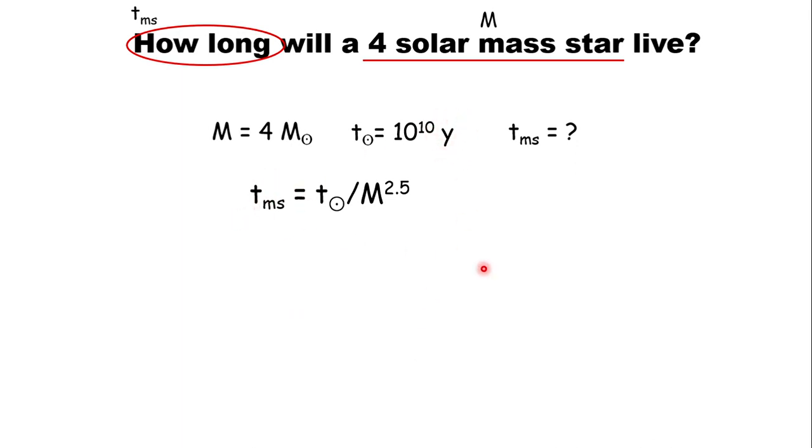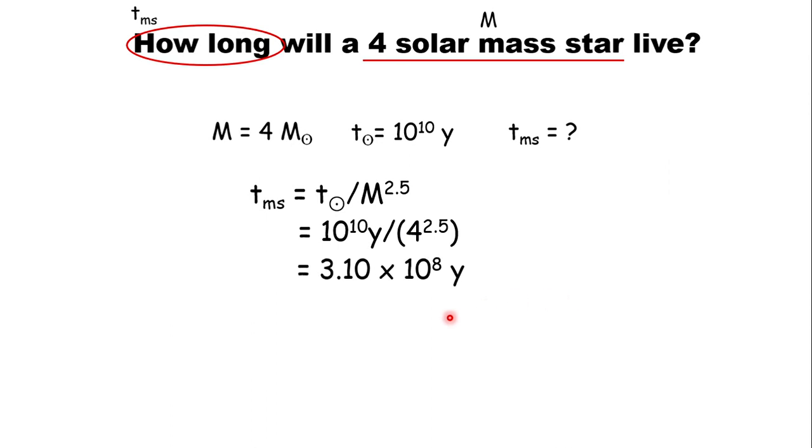Main sequence lifetimes are in years. I'm going to go ahead and do the substitutions. What's the main sequence lifetime of the sun? It's 10 to the 10 years, so that's going to go in there. What's the mass of the star? It's 4, so that's going to go in there. I do my substitution, and then I'm simply going to punch the numbers in on the calculator. 10 to the 10, divided by 4 to the exponent 2.5, and the answer I come out with is 3.10 times 10 to the 8 years.